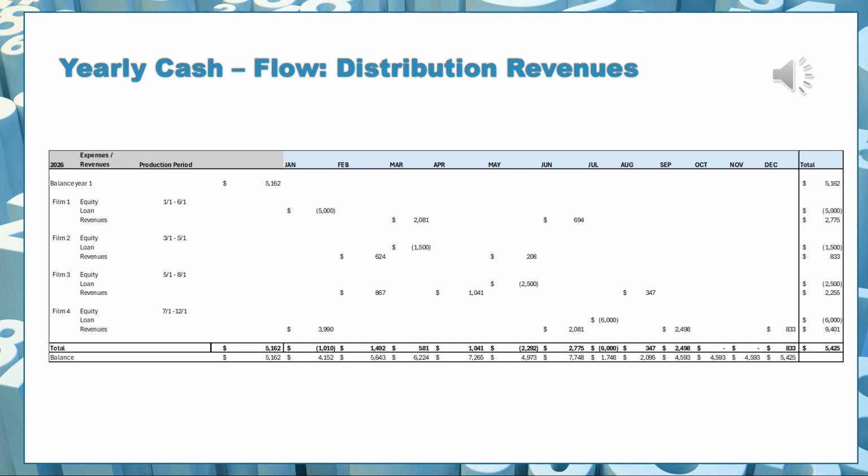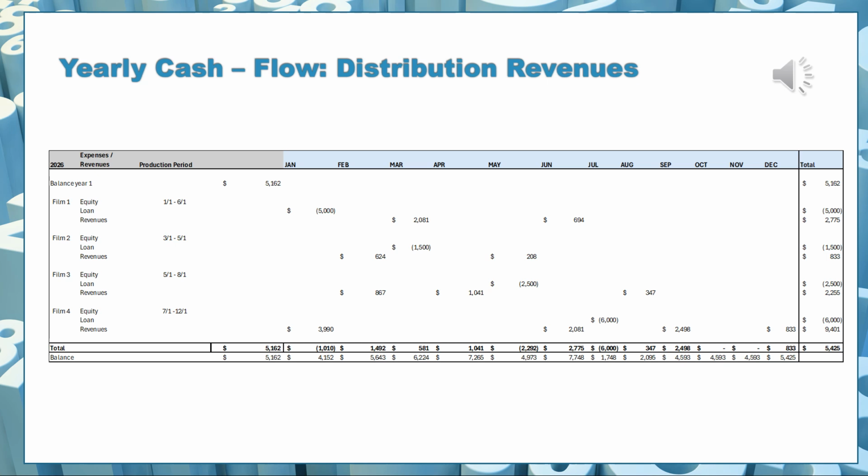So the income for March, or basically the balance for March, generated by the revenues I got for film 1 and the loan I have to pay for film 2, is 581,000, and that is added to my balance and gets me to a balance of 6,224,000. And then in April, I'm adding revenues of 1,041,000, which elevates my balance to 7,265,000.